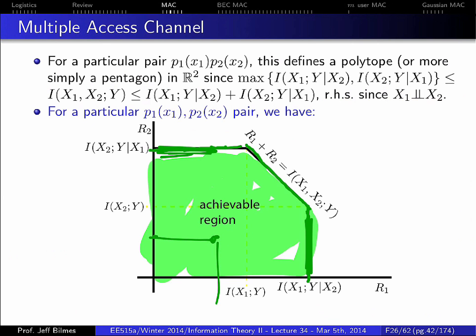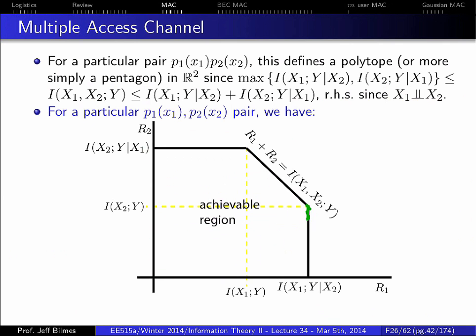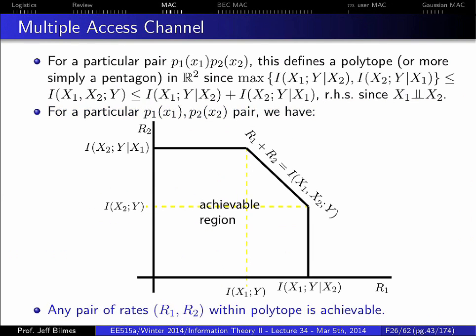Now, one thing you might be wondering is, why have I labeled this, this, and this? I will talk about that after we prove the theorem. But just keep in mind that these points here, these vertices, are just the mutual informations. There's a nice intuition for why that is. Okay, but that is a polytope, and any pair of rates within this polytope is achievable.